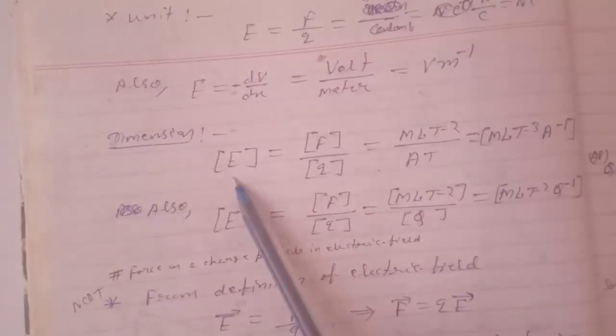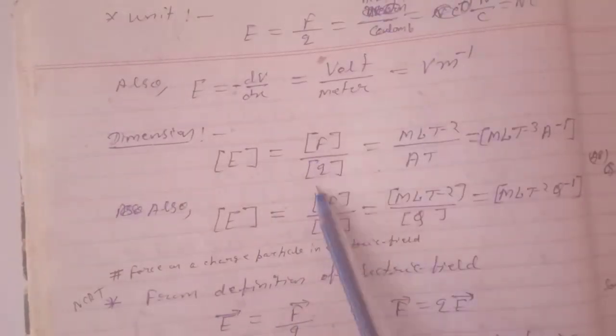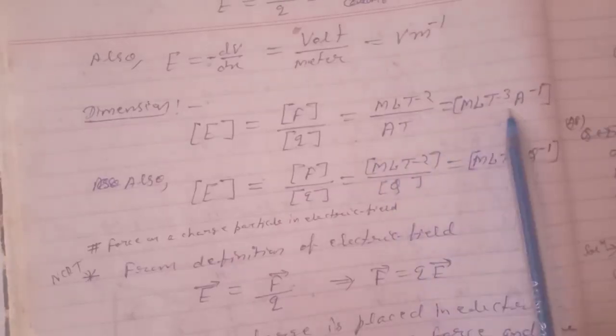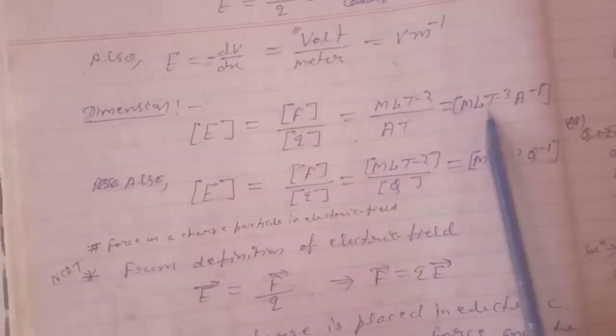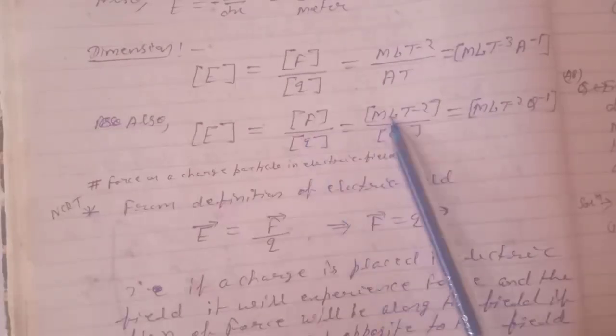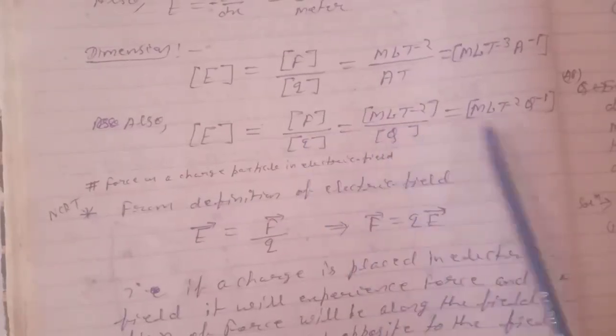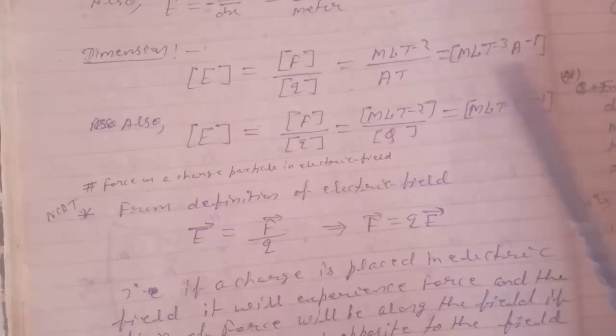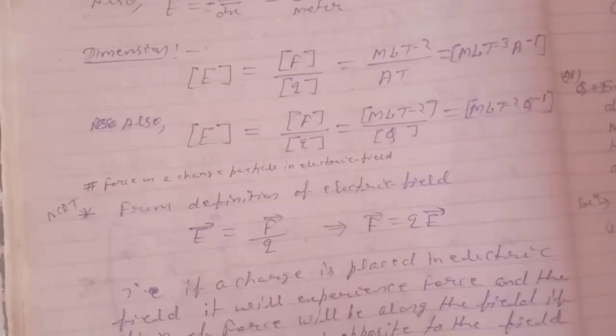Dimensionally, E equals dimension of F by dimension of Q, so MLT to the minus 2 by AT, which is MLT to the minus 3 A to the minus 1. This will be the dimension of electric field. Also you can write dimension of E equals F by Q, where force is MLT to the minus 2 and charge is Q, so MLT to the minus 2 Q to the minus 1. This is in the MKSQ system, and this is in the SI unit system.